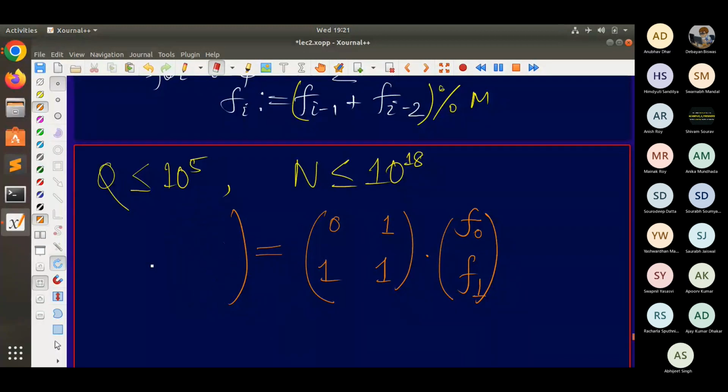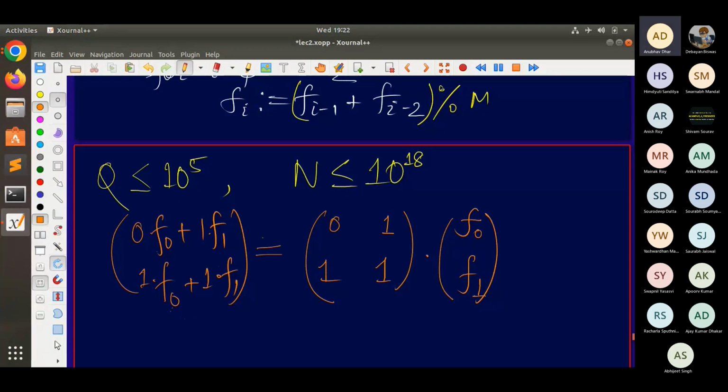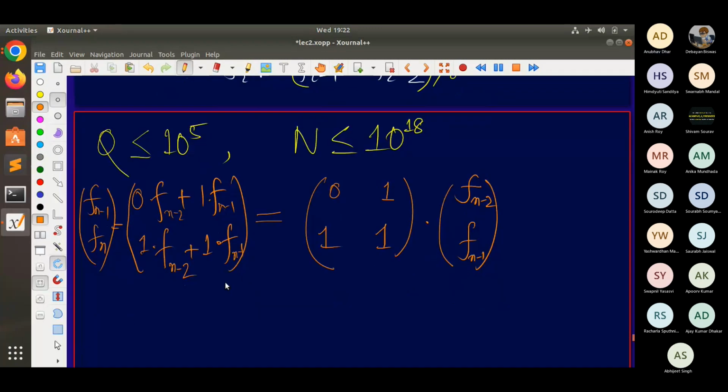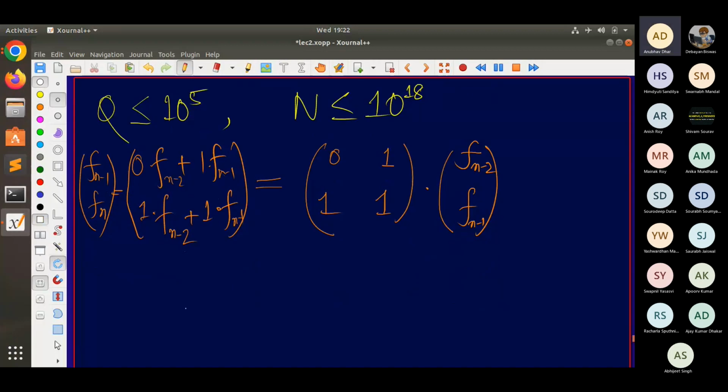So this is basically 0 into f of 0 plus 1 into f of 1, and 1 into f of 0 plus 1 into f of 1. So this is f2 and this is f1. In fact, you can make this n minus 2 and n minus 1, and you get f of n minus 1 comma f of n. Okay, so now what were you suggesting?